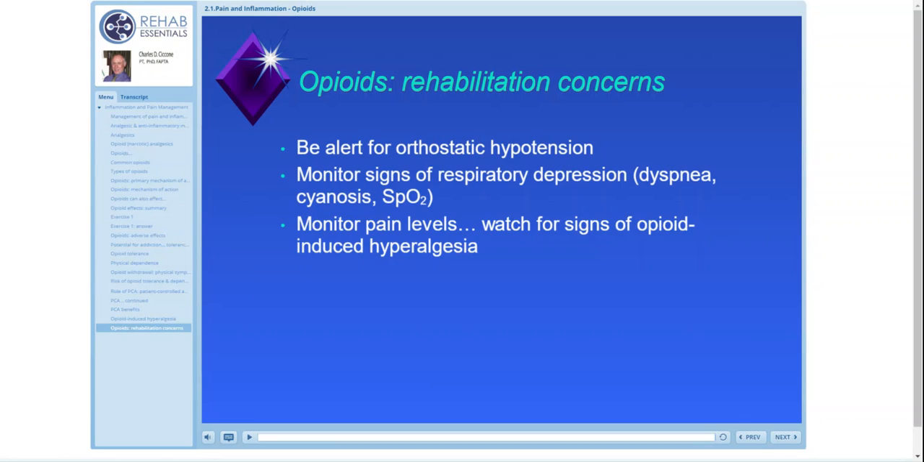So that concludes our discussion of the opioid analgesics. And in part 2 we'll pick up on other ways to treat pain and then segue over to other ways to treat inflammation as we talk about the non-opioid analgesics and the anti-inflammatory medications.